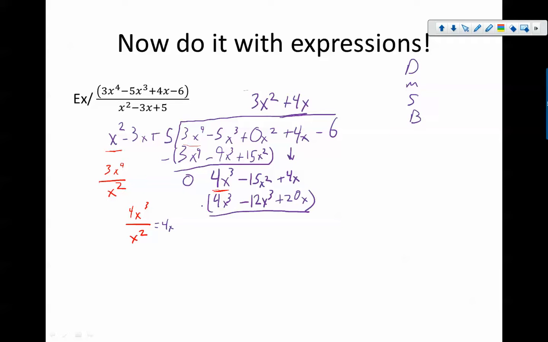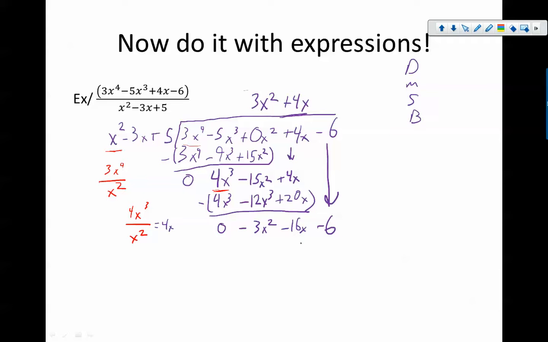Now we subtract. 4x cubed minus 4x cubed is 0. Negative 15 minus negative 12 is negative 3x squared. Don't forget that you're subtracting. 4 minus 20 is negative 16x. And then I bring down the last term.